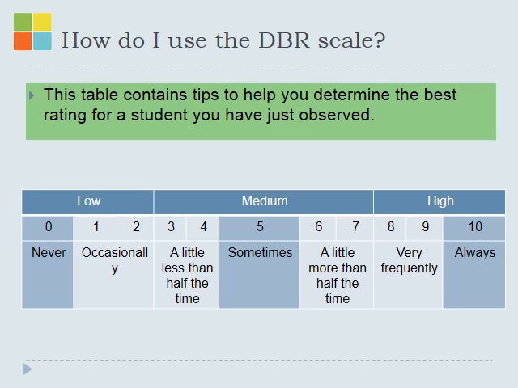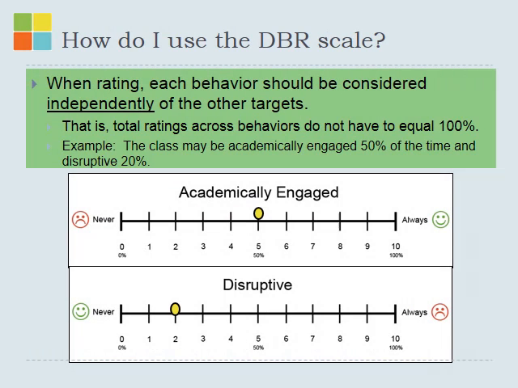And if you say, oh, respect was really low today, well, was it never or was it occasionally? And hopefully that way that can give you a little more guidance around which numbers to pick so that we get more reliable data across the school. When you are rating, each behavior should be considered independently of other targets. You may in your mind think, oh, that class was very disruptive, so they would also therefore be not respectful. That's not actually the case. So just make sure you're looking at each one of those independently, and note that the sums don't add up to 100, and they certainly don't have to.